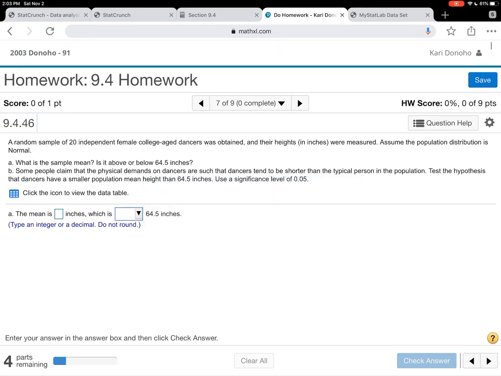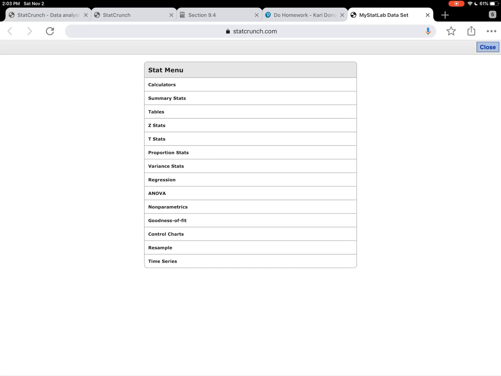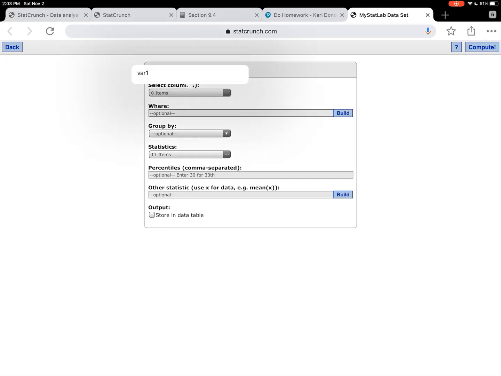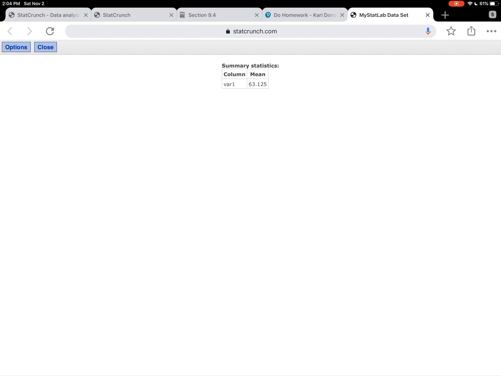Now the first question asked is, what is the sample mean and is it above or below 64.5 inches? Now this is something we did way back, I think in chapter 2 or 3. We did summary stats, columns, where we're able to select what column we want. So for us, that's variable 1. And we're able to choose what statistics we would like to calculate for us. So specifically, all we wanted was the mean. So I can take off all these other things if I want to. I could let it calculate those things. All we really want is the mean. So I can compute that mean.